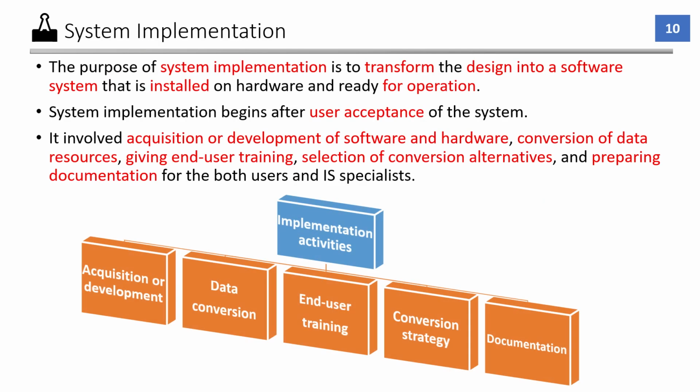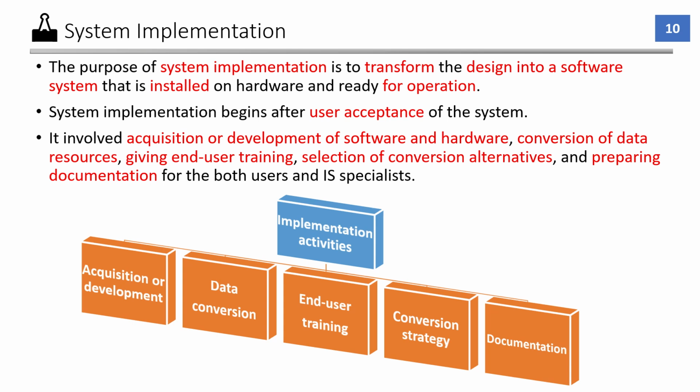The system implementation phase is where the system design is turned into a working software system that is installed on hardware and ready to be used. This phase usually starts after users have accepted the system design, meaning they agree that the system meets their needs. During system implementation, several important activities take place.